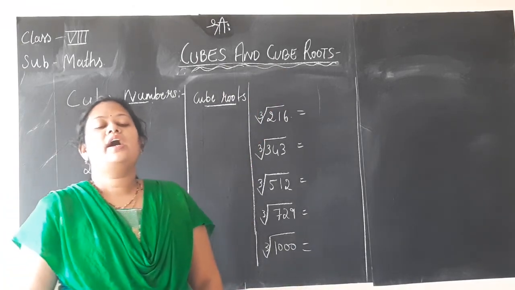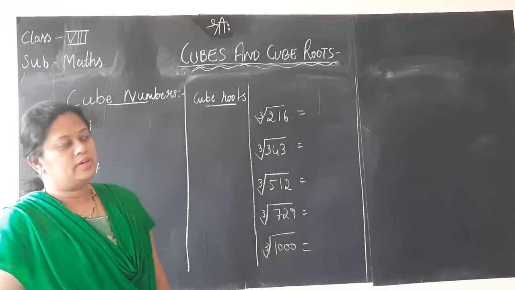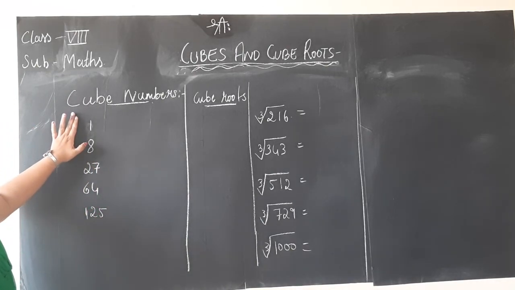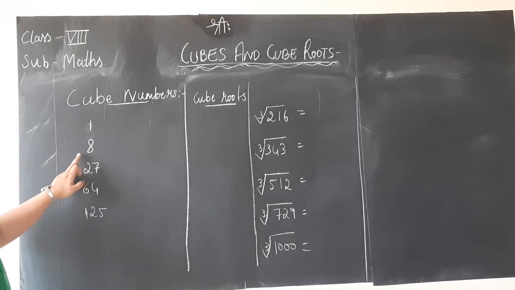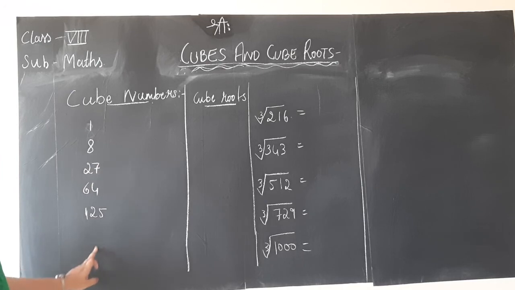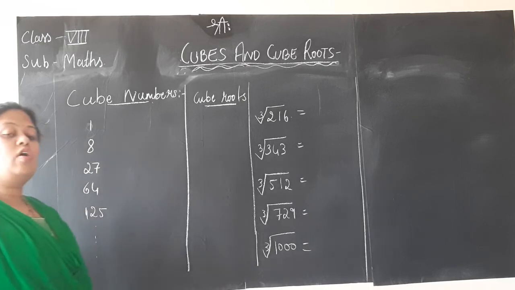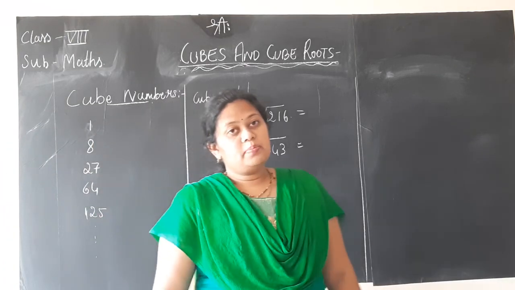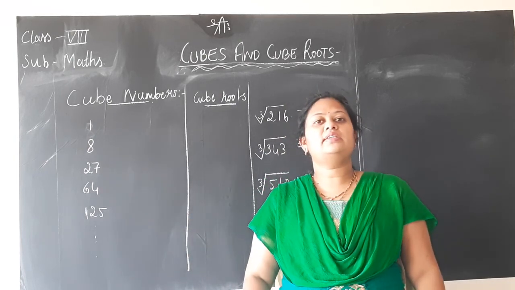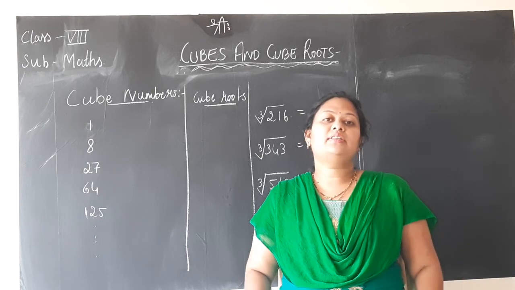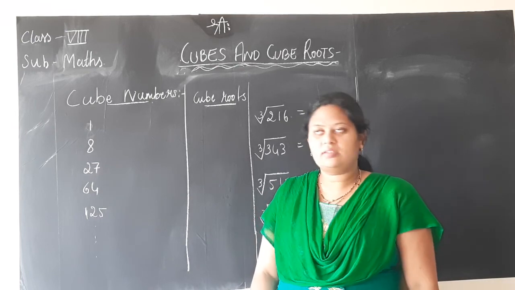What are cube roots and how to represent them, as well as how to find cube roots, we shall be learning, children. So, these are the perfect cubes. We already discussed them in the last class. Numbers 1, 8, 27, 64, 125, and the list goes on, but I have stopped at this point. These numbers are called perfect cubes. Why are they called perfect cubes? It is because we obtain these numbers by multiplying the same number three times. Hence, these numbers are called perfect cubes or cube numbers.